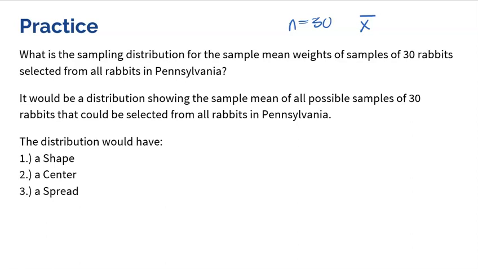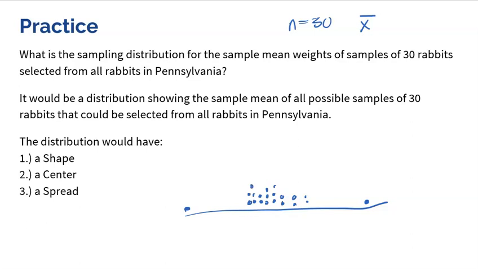And then it would be a distribution showing me all the possible sample means for all possible samples of 30 rabbits, right? So I'm imagining a big dot plot and a bunch of dots, and every time I get a sample, I get a sample mean. For every sample of 30 rabbits, I find the mean. Sometimes I might get a group of really fat rabbits, and I get a big mean. I might get a group of small rabbits, I get a small mean.